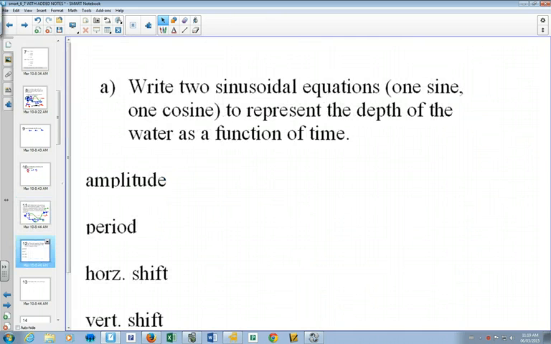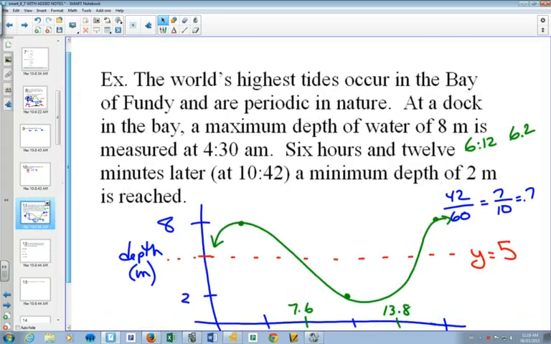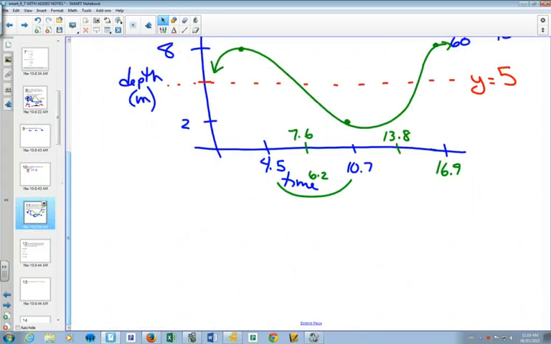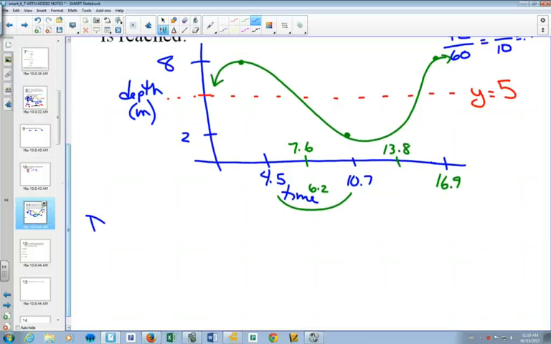So what part A says, we're going to write 1 for sine and 1 for cos based on this graph that we just drew. Again, for D, A, B, C, the D, the A, and the B value will be the same for sine and cos. The only thing that'll be different is the starting value. So do we know our D value? What's it going to be? 5.